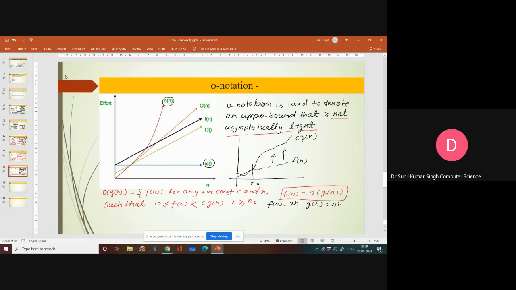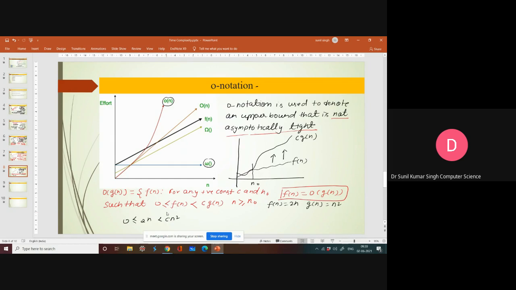So here it will be c n square is less than 2n, f(n) is 2n, greater than or equal to 0. Here, let me erase it because it will be lesser than, not equal to. Okay, so find out the value of c.